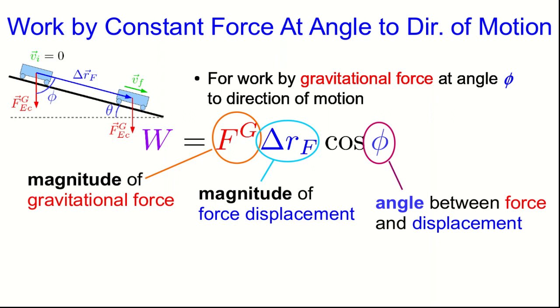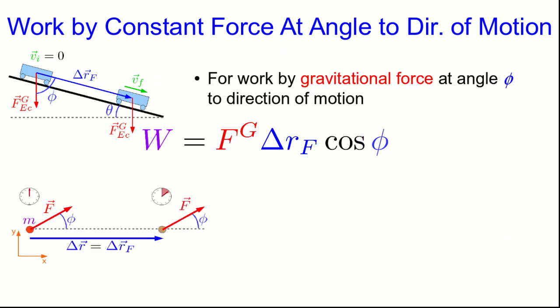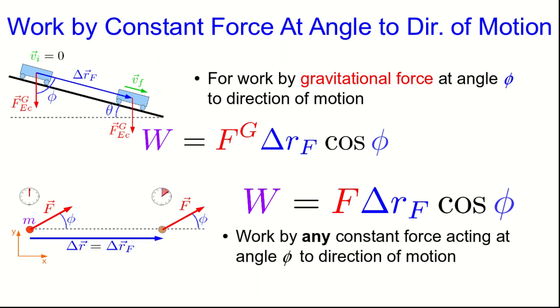But notice that in that whole derivation, I really only used definitions of angles and arguments to do with uniformly accelerated motion. And so for any constant force acting at an angle phi to the direction of motion, the work should just be the magnitude of the force times the magnitude of the force displacement vector times the cosine of the angle between them.